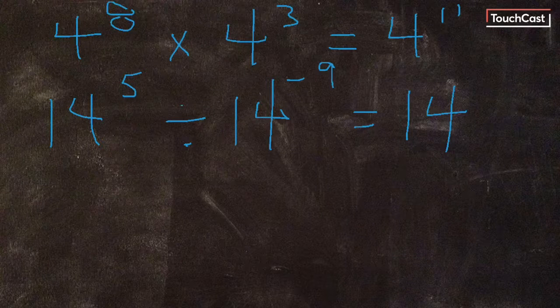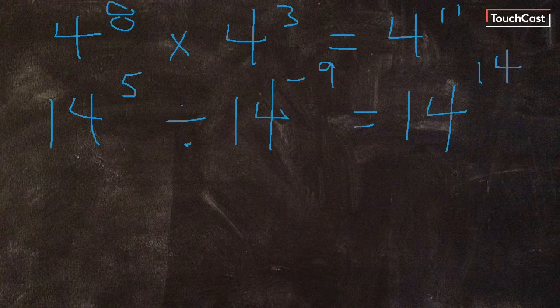Okay, so when I'm multiplying, I'm adding the exponents. When I'm dividing, I'm subtracting the exponents. So 5 minus negative 9. Make sure you keep track of your exponents. So 5 minus negative 9 is the same thing as saying 5 plus 9. So my answer here will be 14 to the power of 14.